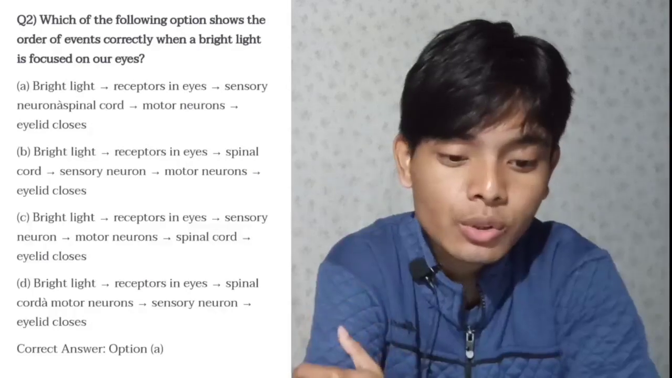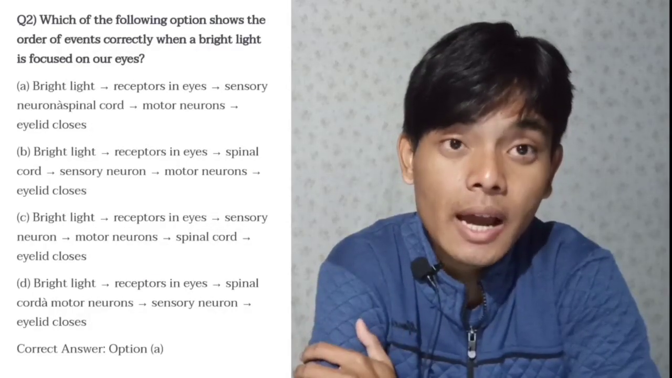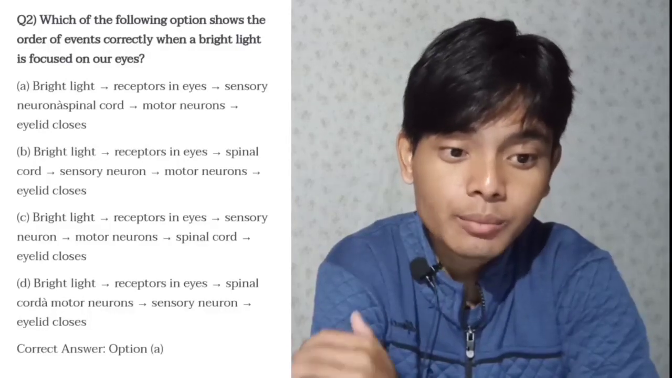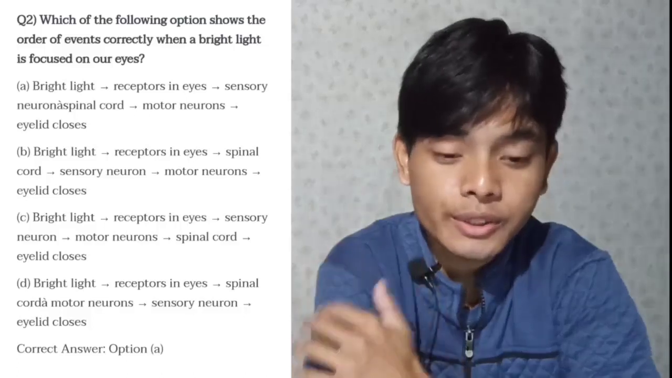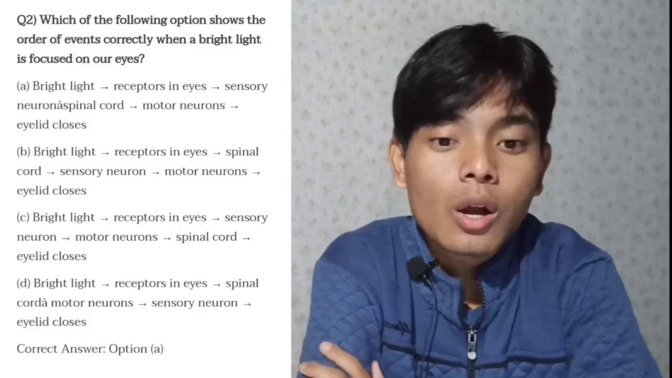So the correct sequence is option A. Bright light falls on the receptors in the eyes, the sensory neuron carries the message to the spinal cord, then to the motor neuron, and then our eyelid closes. So the correct answer is option A.